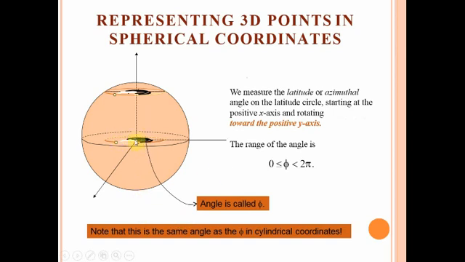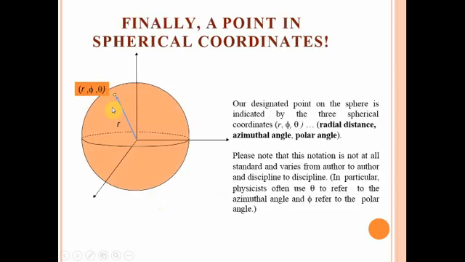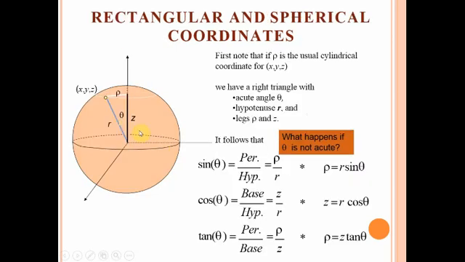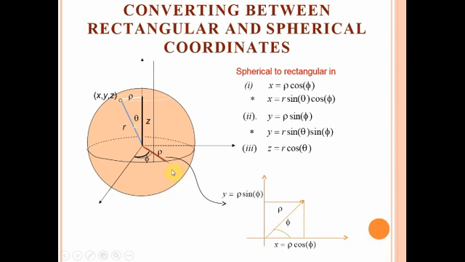Okay, so this has the value 0 to 2 pi, because it's a complete rotation over here. And we can easily find out that r is the distance of that point, and theta is the angle of that position vector r with the z-axis. All these calculations are already gone through, so converting between rectangular and spherical coordinates is very simple.